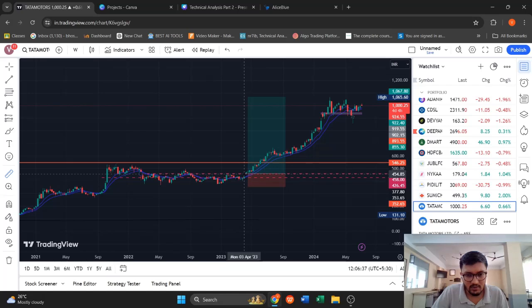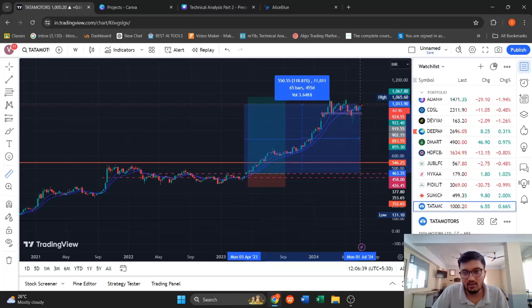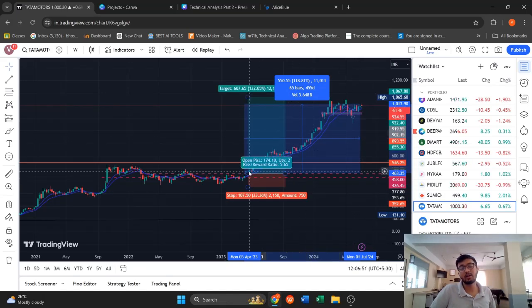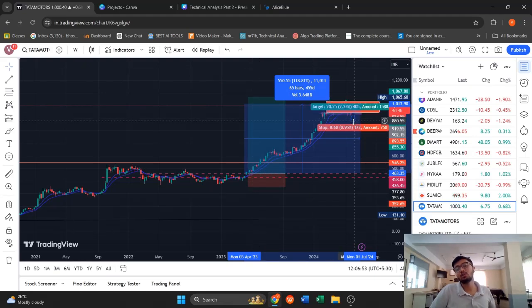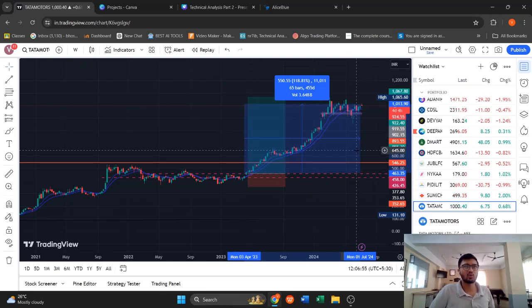Okay, how much percentage did the stock give in return? In almost a year, it gave 118 percent return. From April 2023 to July 2024, almost 1 year and 3-4 months, it gave 120 percent return. You almost doubled your capital.